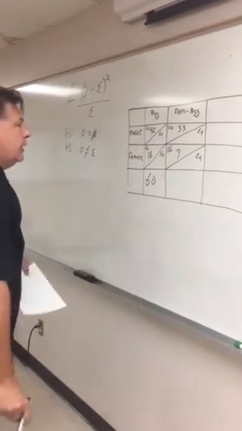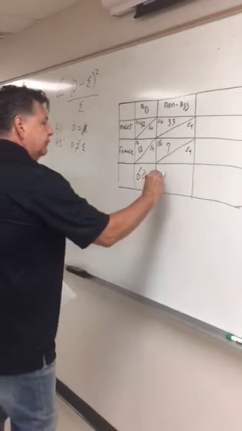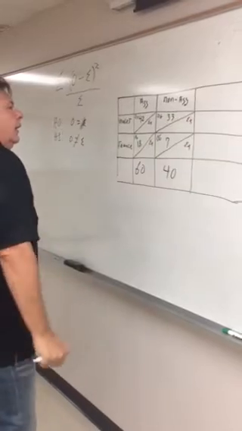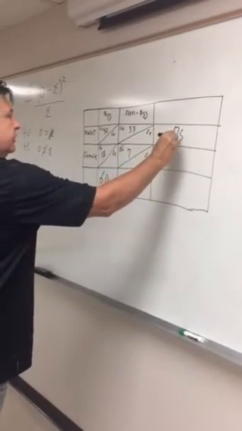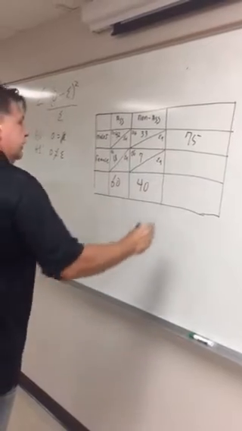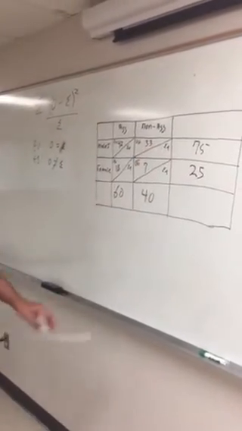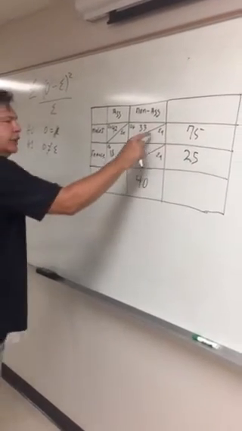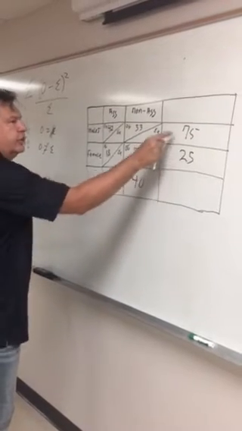I'm going to add up my non-aggressive, 33 plus 7 is 40. And I'm going to come over here and add up my rows. 42 plus 33 is 75. And 18 plus 7 is 25. So I've got those values now. Now I can go in and find my expected values for these numbers.